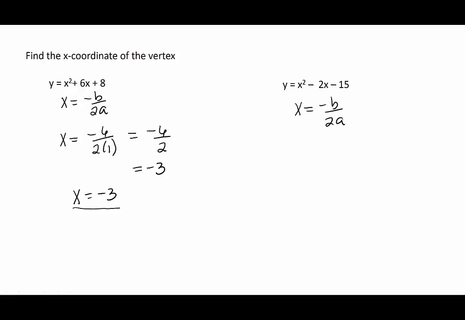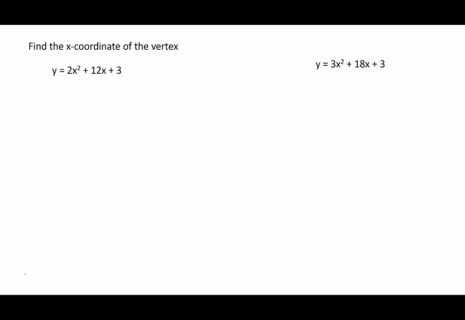To get the x-coordinate of the vertex, we use the formula x equals -b over 2a. So we plug in -2 for b and 1 for a, which gives us 2 divided by 2, which equals 1. So the x-coordinate of the vertex is 1, and if we needed the y-coordinate, we would plug that into our equation. Okay, try this one. Stop the video and find the x-coordinate of the vertex.